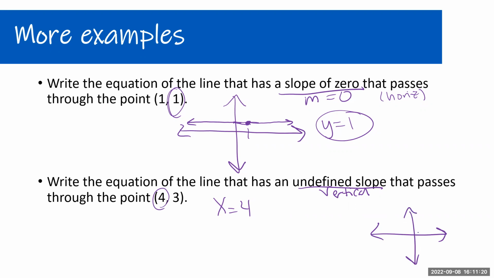Let's see, 4, 3, 1, 2, 3, 4, 1, 2, 3, somewhere like this. And we know that it's vertical, so it's going to look something like that. Okay.